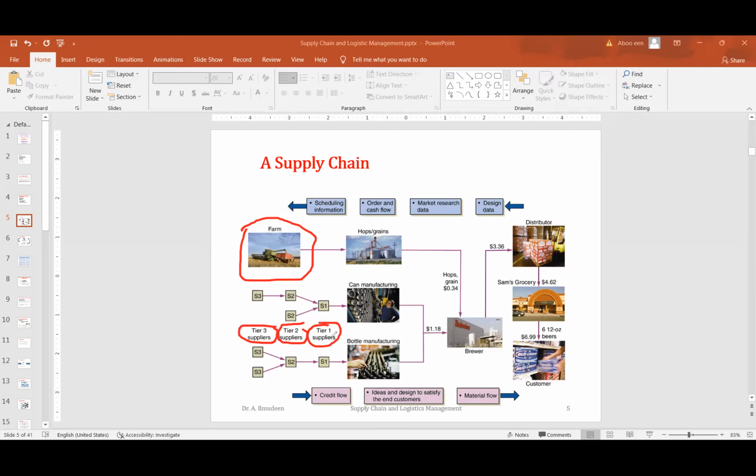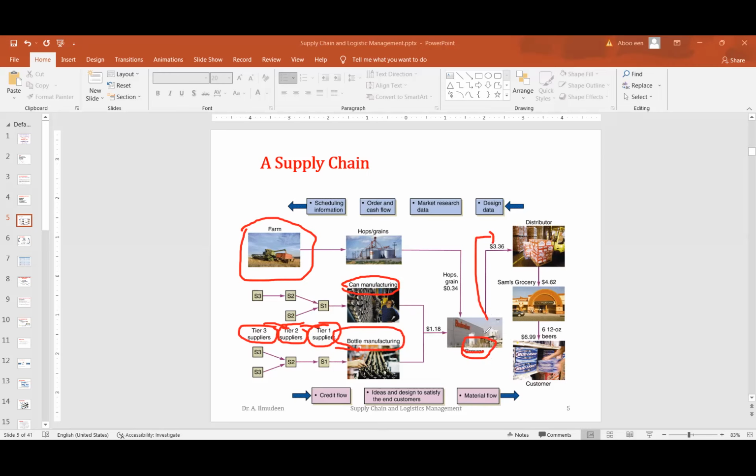So the level of suppliers. The suppliers can get the materials from tier 1, tier 2 can get the supply from tier 1, tier 3 can get the supply from tier 2. Likewise, there are sub-suppliers. And here you see bottle manufacturing, the intermediate organizations manufacturing the bottles, cans, and there are some storage places, and the actual manufacturing company, they are manufacturing, and after that they are distributing to the distributors.